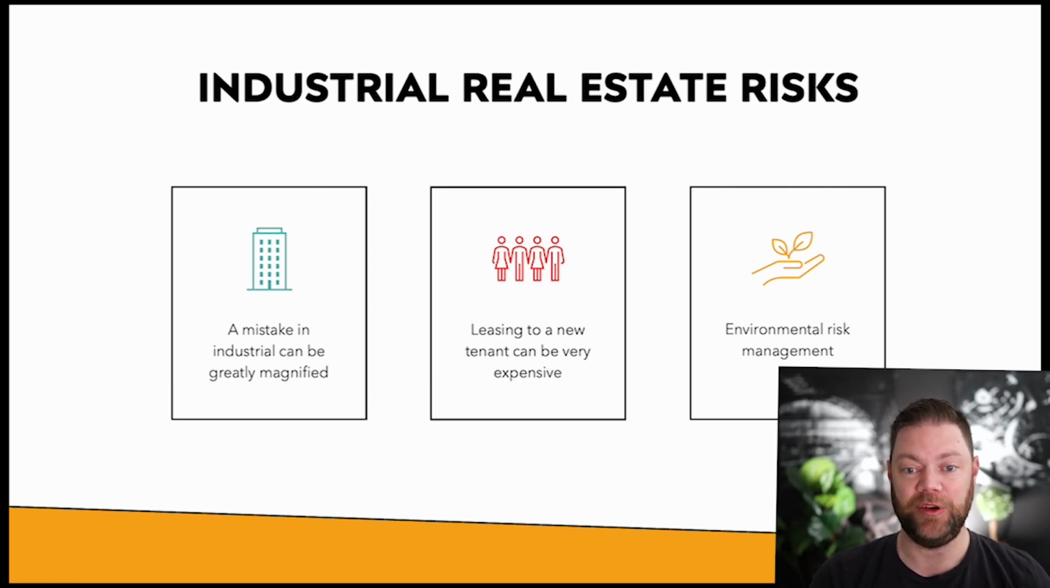Next, leasing to a new tenant can be very expensive. Going back to comparing it to multifamily, if a multifamily unit comes vacant, it's probably just cosmetic work that you need to do for the next tenant. Whereas in industrial, especially for some of the properties that were custom made, tailored for the previous tenant, it can be very expensive to retrofit that for the next tenant coming in.